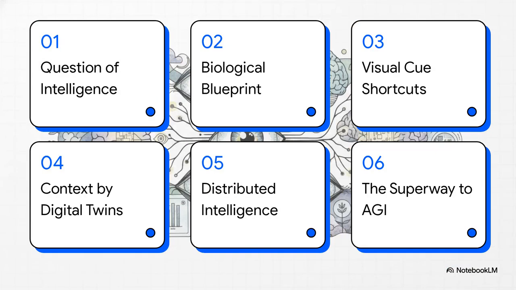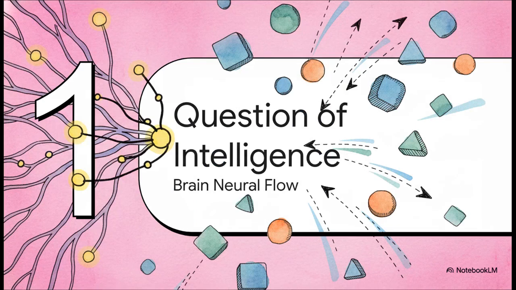Okay, let's dive right into this. Here's our roadmap. We're going to hit the question of intelligence, our biological blueprint, AI's visual shortcuts, context through digital twins, distributed collaborative intelligence, and finally, the super way to AGI. Let's get started. Section 1.